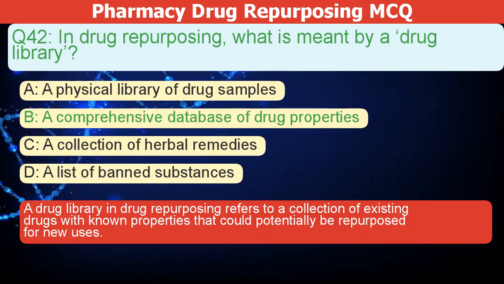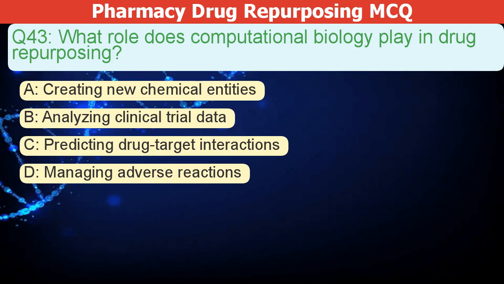The correct answer is B. A drug library, in drug repurposing, refers to a collection of existing drugs with known properties that could potentially be repurposed for new uses. What role does computational biology play in drug repurposing? A. Creating new chemical entities. B. Analyzing clinical trial data. C. Predicting drug-target interactions. D. Managing adverse reactions.